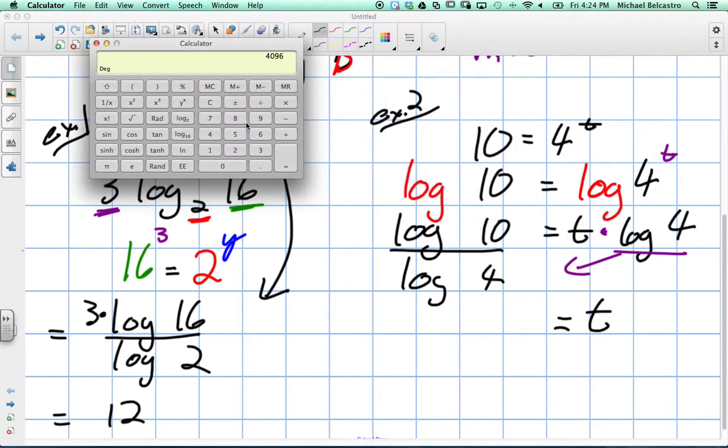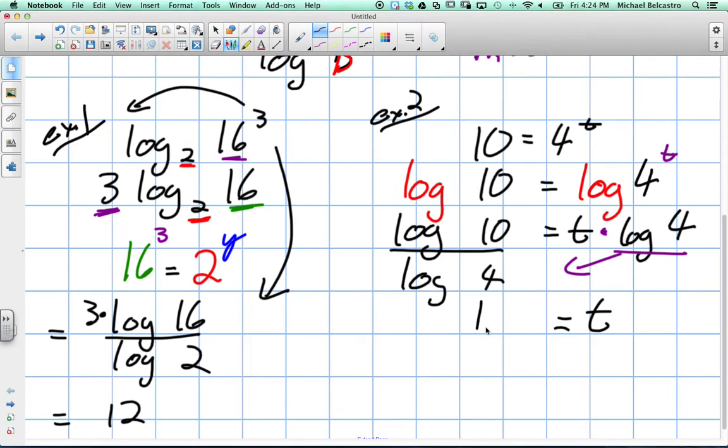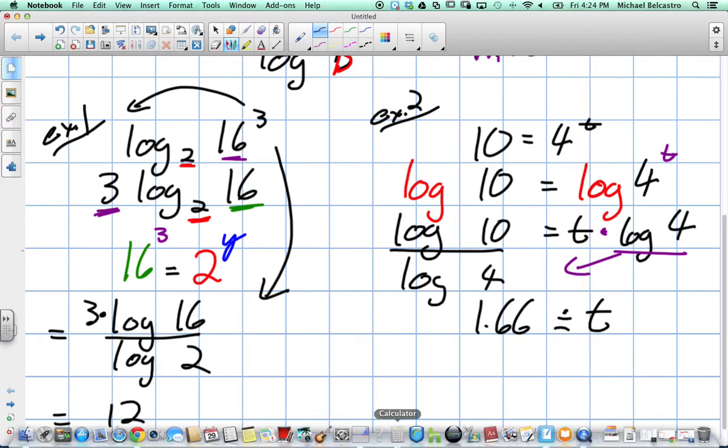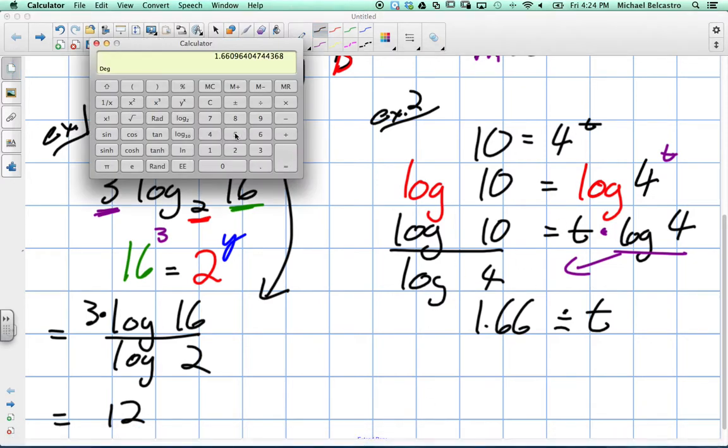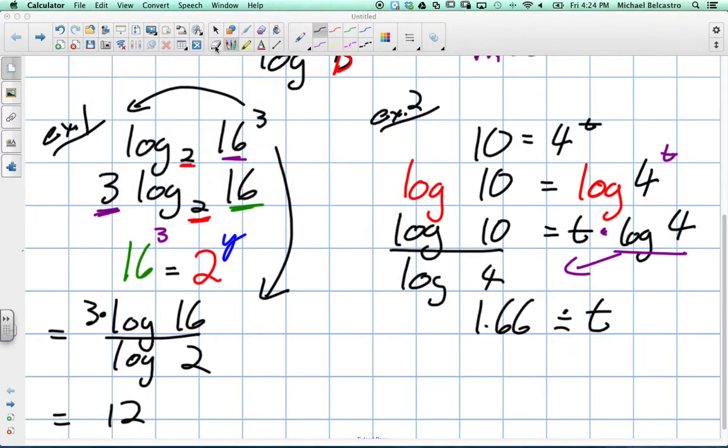So if we have our 10, log base 10 is 1, divided by 4 log base 10 is equal to 1.6609. So we'll round it to 1.66, approximation, and we can test it, right? If we put 4 to this power, it should give us roughly 10. It probably won't be exact because we rounded our value, but 4 to the power of 1.66 gives us 9.98. And if we were more accurate, we would have got exactly 10 when going through that part.